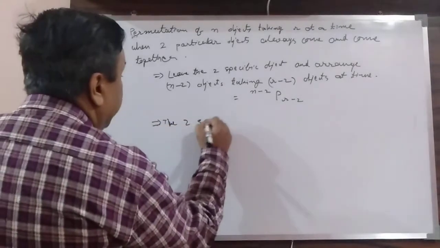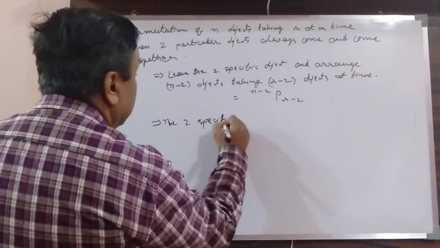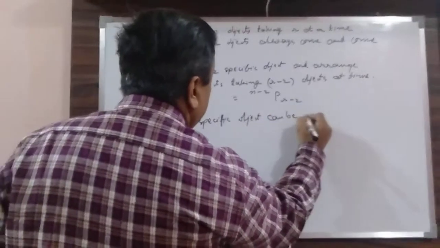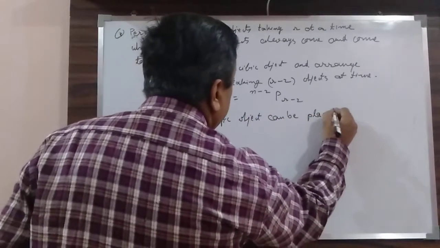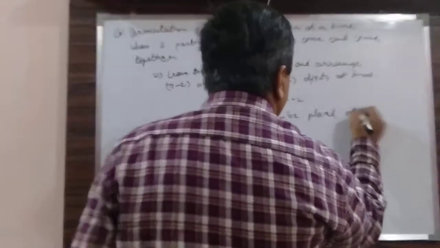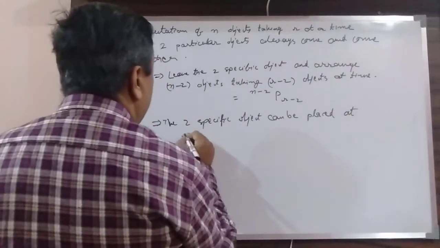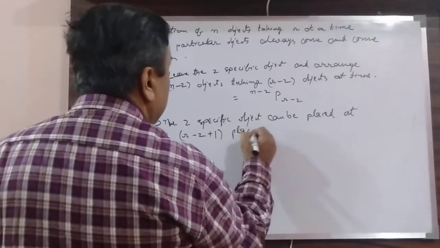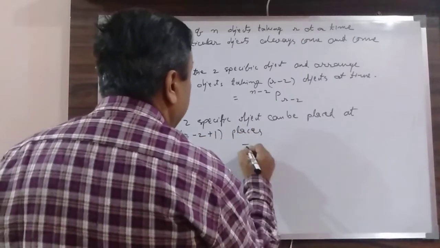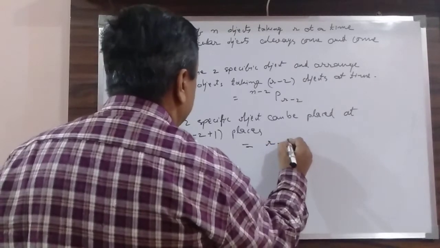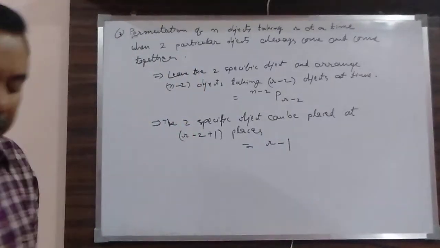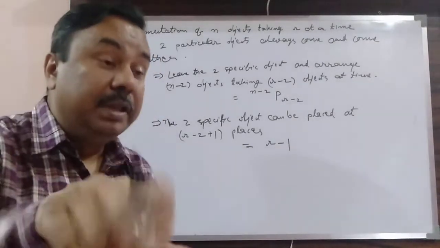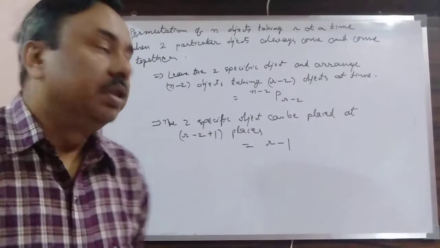So the two specific objects can be placed at R minus 2 plus 1 places, or this can be written as R minus 1. Okay, it can be written as R minus 1, but there is another condition also there.